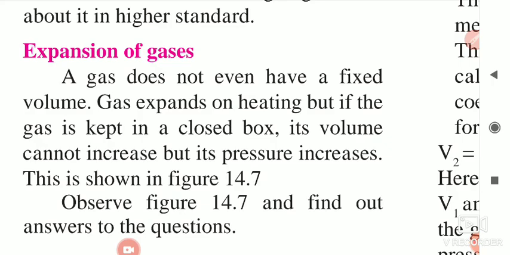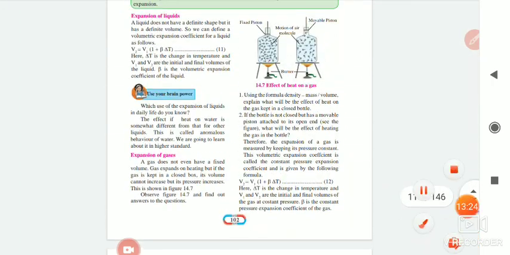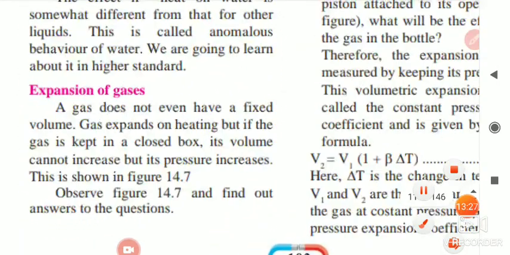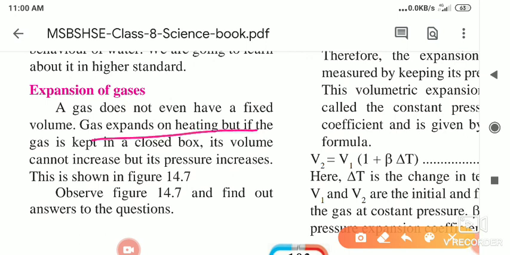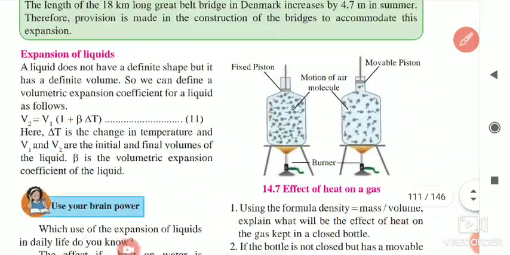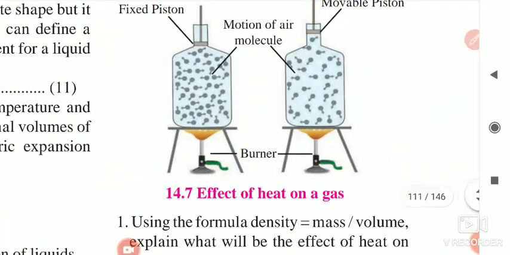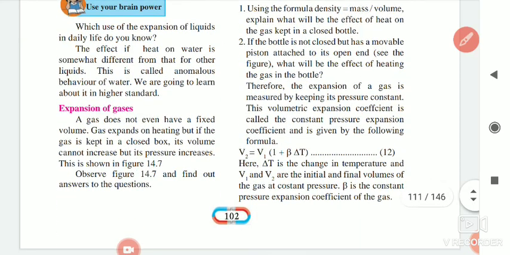Next point is the expansion of gases. A gas does not even have a fixed volume. Gas expands on heating, but if the gas is kept in a closed box, its volume cannot increase, but its pressure increases, and this is shown in figure 14.7. Sorry, this is gas actually. So gas it is, not water. It's my mistake, sorry, I thought it was water. So here gas expansion is given.